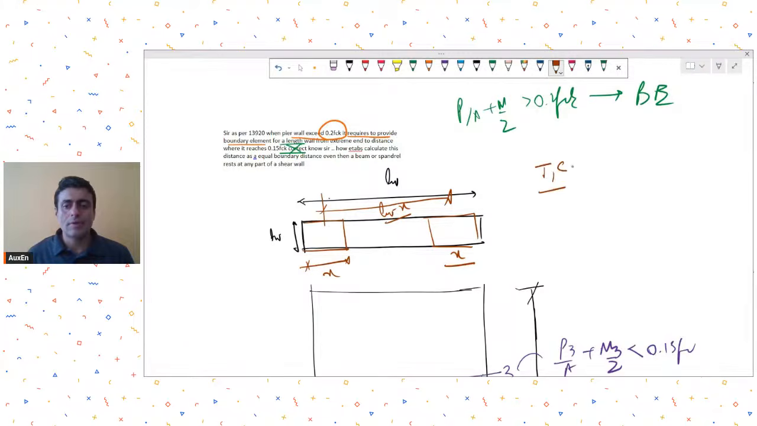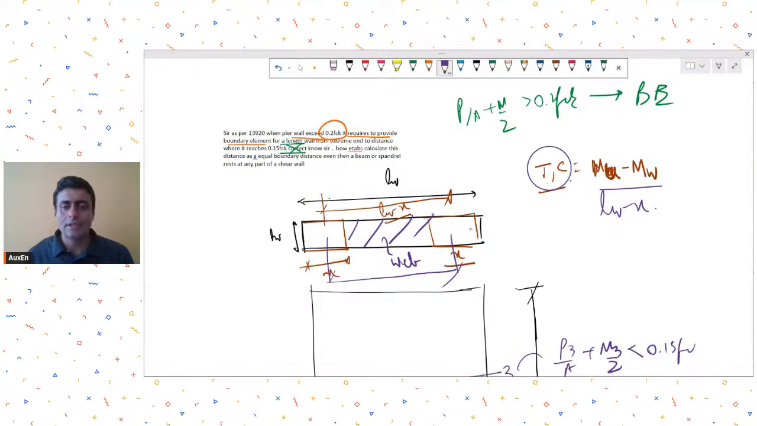So then you can find out the tension and compression in the boundary element, which will be the total moment Mu, let's say, minus the moment taken by the web. Now what will be the web portion? So this becomes your web portion. So you subtract the moment taken by the web. This has to be resisted by the boundary element as a tension compression couple. So you divide it by the distance between the centers. So let's say it becomes Lw minus x. So in this manner you get the T and C that has to be resisted by this boundary element.